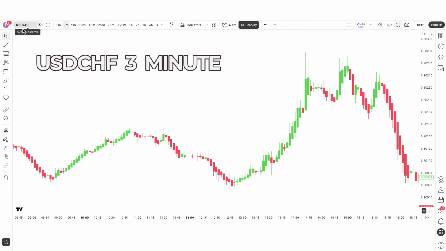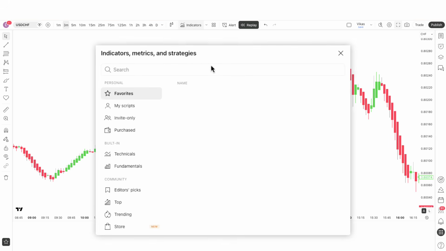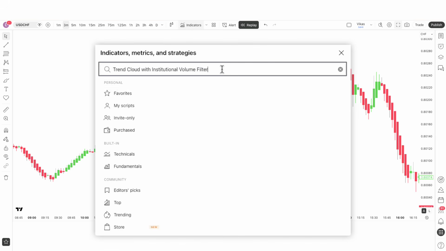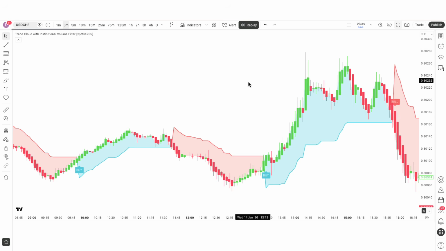We open the USD/CHF 3-minute chart, and don't sweat the time frame either. Next, you'll want to find those magic indicators. Head over to the Indicators tab and search for the Trend Cloud with Institutional Volume Filter. Select the indicator made by WJDT KS 255 and add it to the chart.